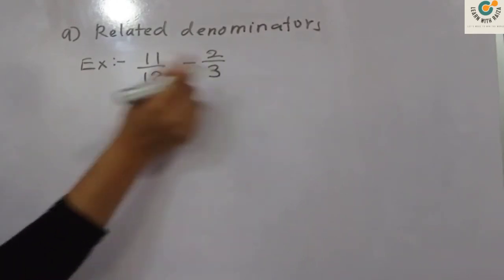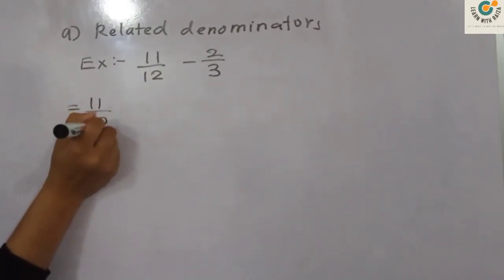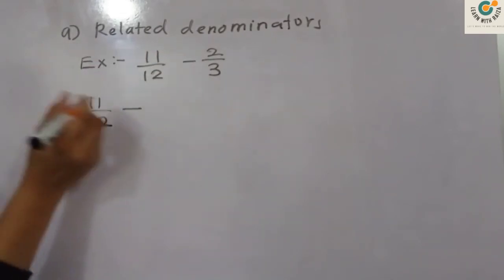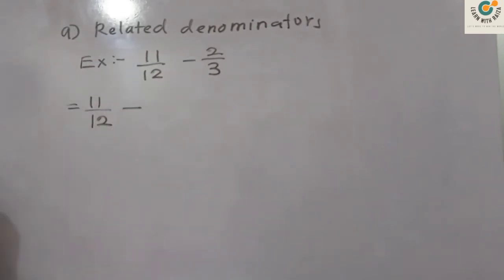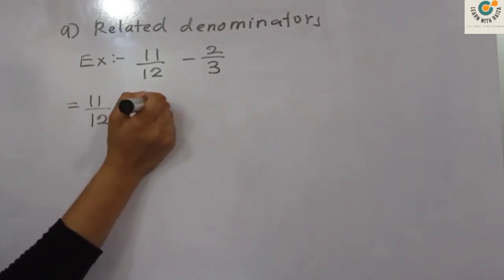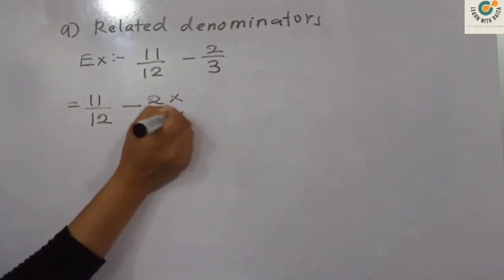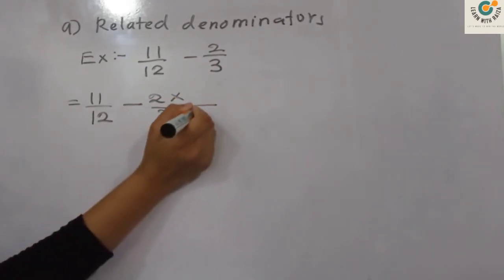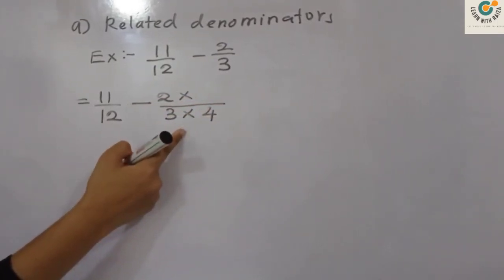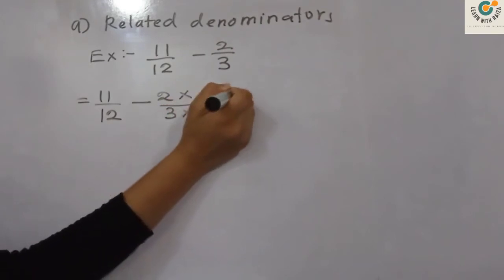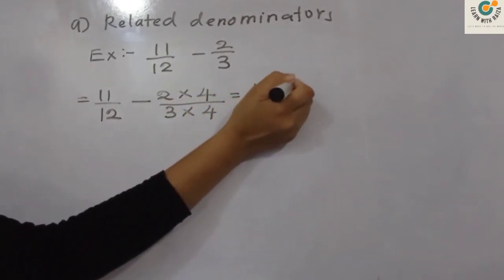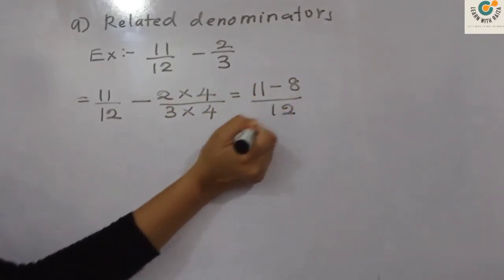So let me take it here. 11 over 12 minus 2 over 3. We are going to make number 12 from the smaller number 3. So how can 3 make 12? 3 multiplied by what number? By 4. If you multiply the denominator by a number, you should multiply the numerator also. So you are getting 11 minus 8 over 12.